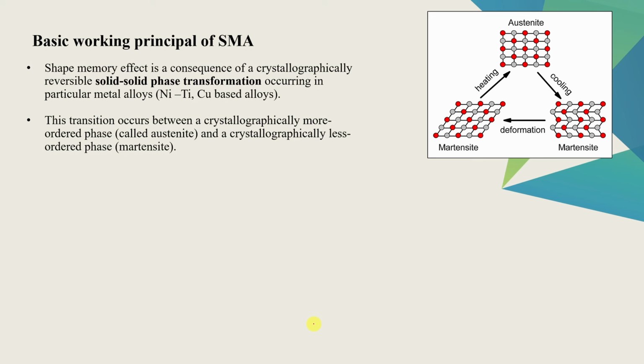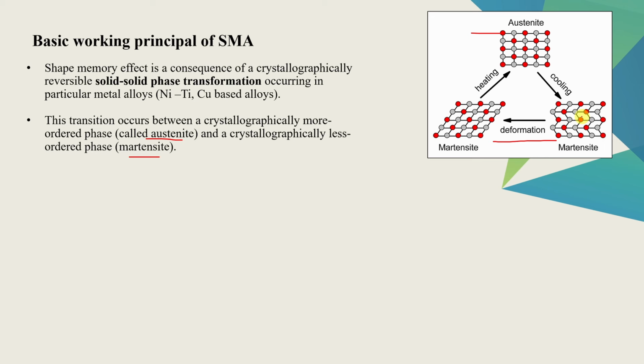Before we discuss the modeling part of SMA, it is very important to understand why they have these characteristics or what is the physics behind it. The ability to restore its original shape is a consequence of reversible solid-solid phase transformation. That means shape memory alloy has two crystallographic phases. One phase is called austenite, which is the more ordered phase, and another phase is called martensite, which is the less ordered phase. At low temperature, the material is in martensite phase, which can undergo permanent deformation, and when we supply heat, martensite phase gets transformed into austenite phase, which is the more structured phase, and then after cooling it will again come back to martensite phase.